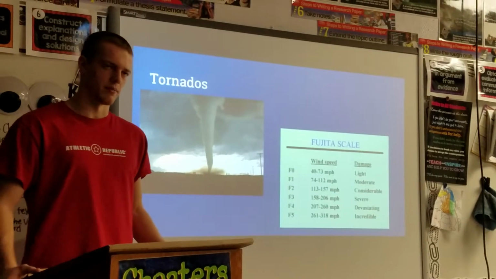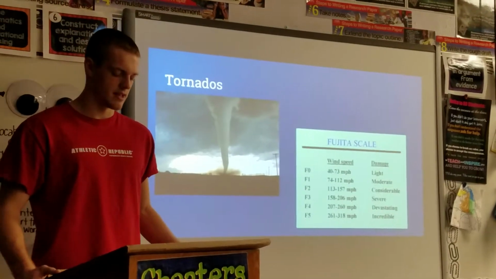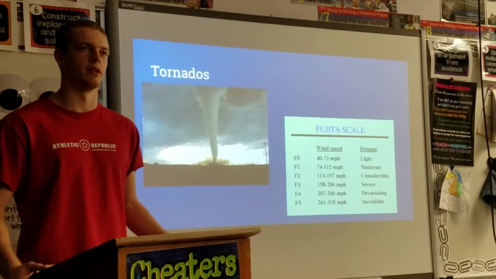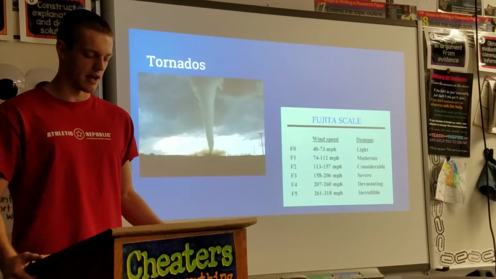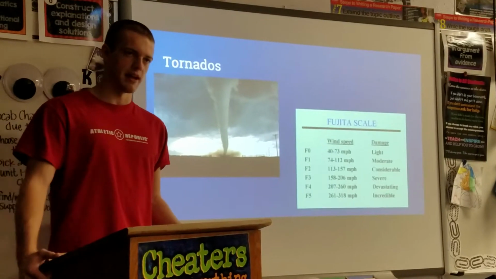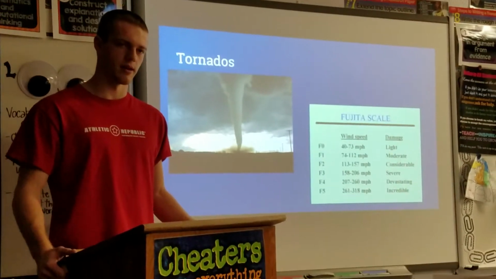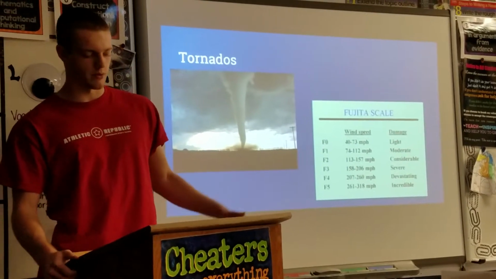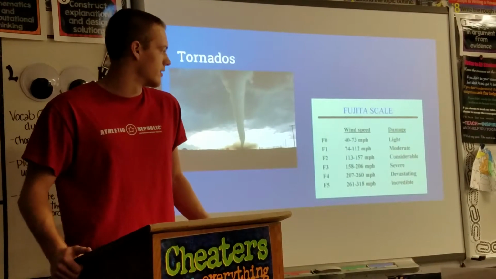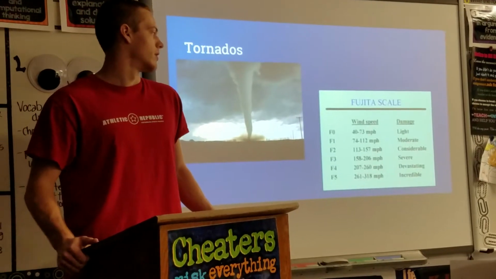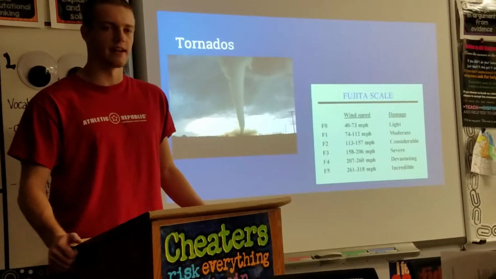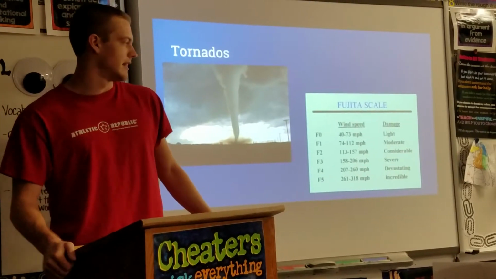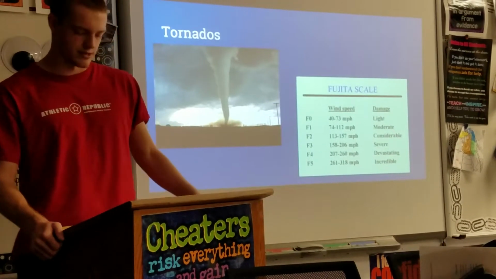Where do tornadoes occur the most? They occur mostly in Tornado Alley in the U.S., which is probably what most of us are most familiar with. And outside of the U.S., main tornado areas are in Europe, Australia, and South Africa. So here on the chart we can see that tornadoes are classified into 5 different categories from F0 to F5, and you can see it's by wind speed and damage.